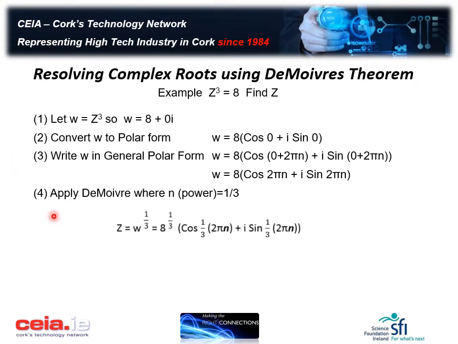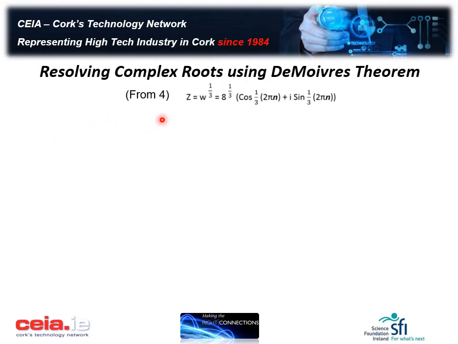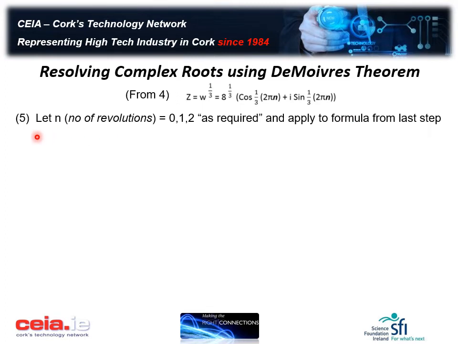Steps 5 and 6 are a little bit longer, so we'll go on to another slide. So from step 4, we had that the cube root of w was 8 to the power of a third, cosine of a third of 2 pi n, plus i sine of a third of 2 pi n. Step 5 then is to apply values for n, the number of revolutions in the general polar form. So we need to apply values for n as required.